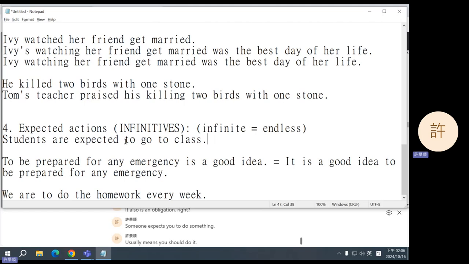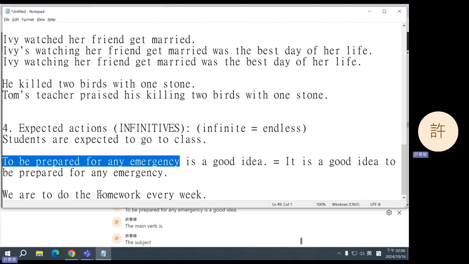So that's the infinitive. The next sentence is an example of using the infinitive as a noun. To be prepared for any emergency is a good idea. The main verb is the subject to be prepared for any emergency. So, in fact, this is very much like the gerund, right? You could also say being prepared for any emergency. The grammar is perfectly fine, whether you say being or you say to be.